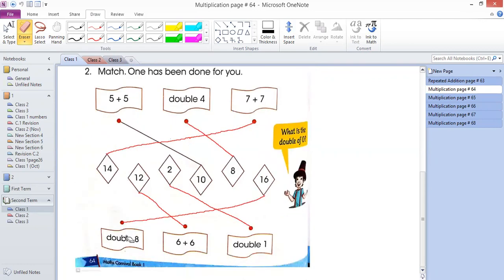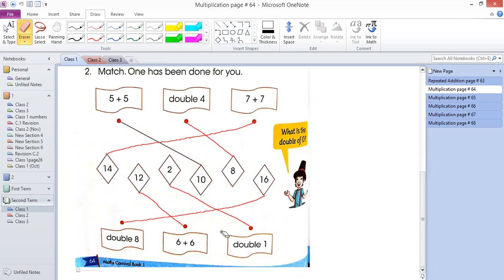The next one is double of 8. Double of 8 means 8 plus 8. 8 plus 8 equals 16. So you will see, where is 16? And this is 16, so you will match it here. Then 6 plus 6. 6 plus 6 equals 12. So where is 12? Just next to 14, here is 12. So you will match 6 plus 6 with 12.